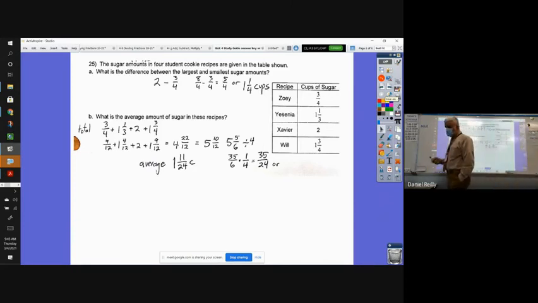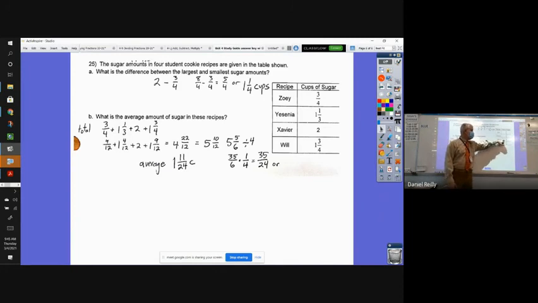Another real world problem that gives you multiple fraction operations in the same problem. So they give you a bunch of recipes that take different amounts of sugar. What is the difference between the largest and smallest? So this requires you to identify the largest and smallest. That's one skill that's covered in this unit. Then it requires you to do a subtraction, because what is the difference means to subtract those two fractions.